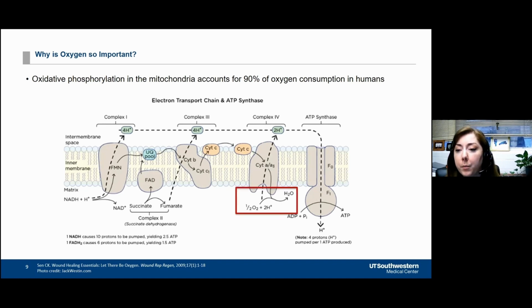So the most important part here is complex 4. You can see that this is where oxygen is used, at the very end of this electron transport chain. The end product is ATP, which powers most pathways in the body. So this is extremely, extremely important.